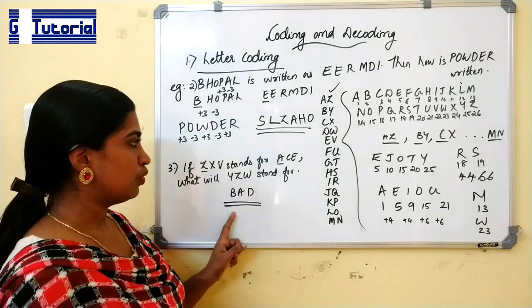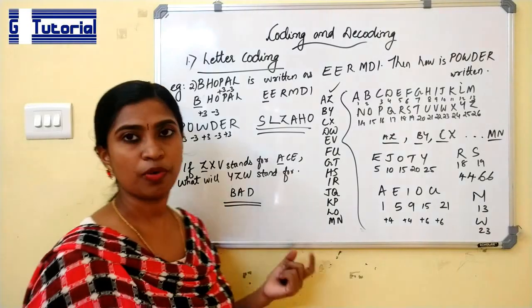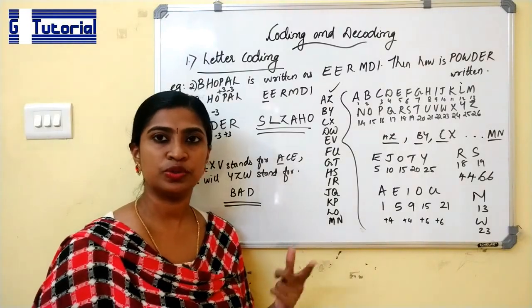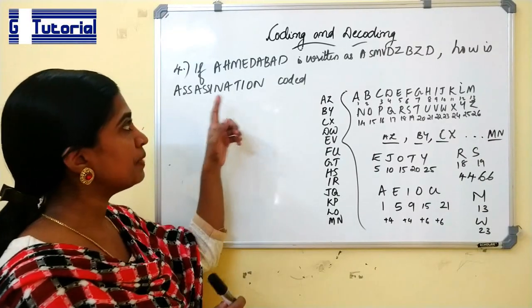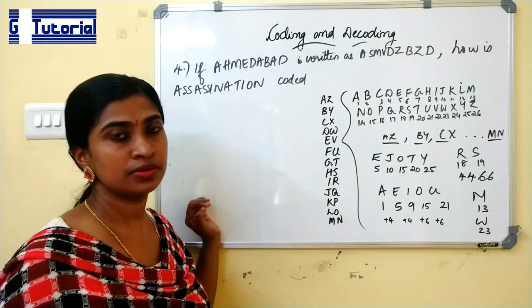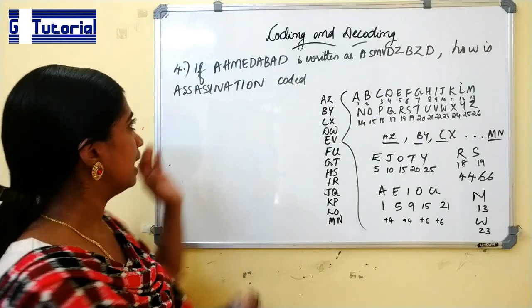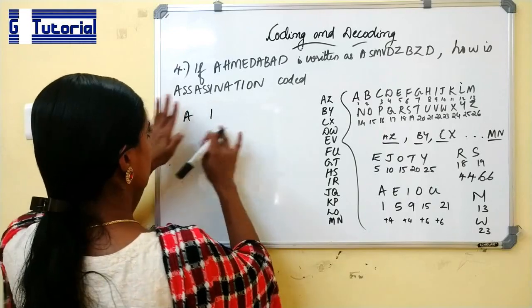Y, Z, W stands for bad. Now let us see one more problem from this and we can move on to the next type. Next question is, if Ahmedabad is written as this, how is assassination coded in that coding? Then let us find how Ahmedabad is coded.